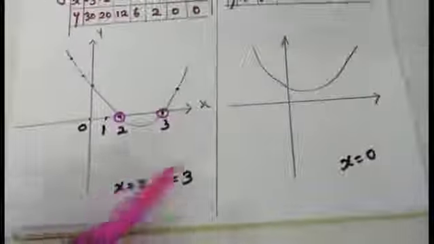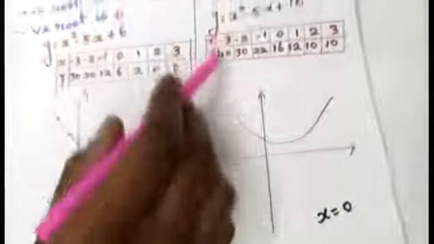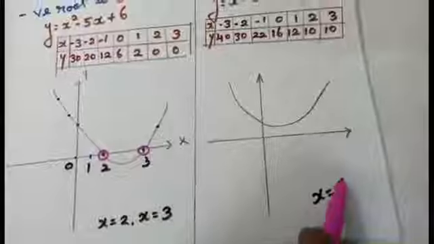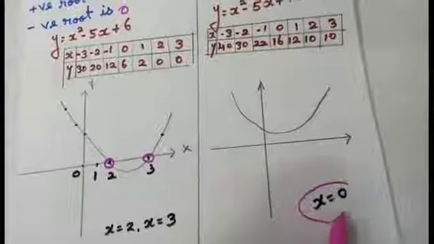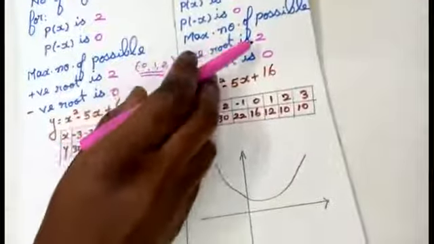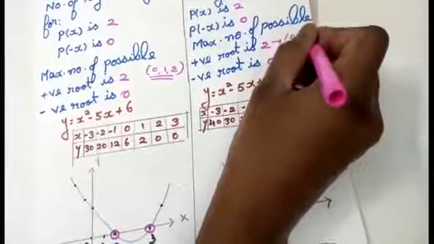Similarly, if you come to this one, you will draw the graph, and if you check here, the graph is not touching the x-axis, so the number of roots is 0. You may get a doubt: Miss, the maximum number of positive roots is 2, so how am I getting 0 here? Our concept is it can be 0, 1 or 2.